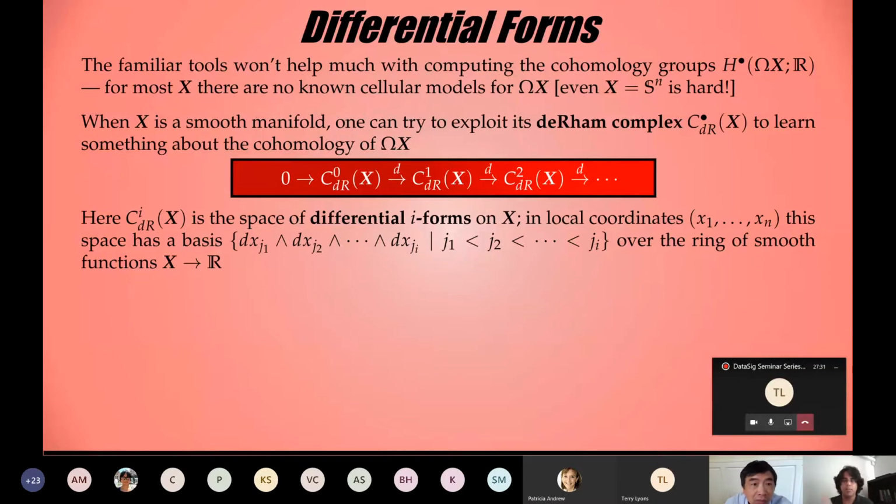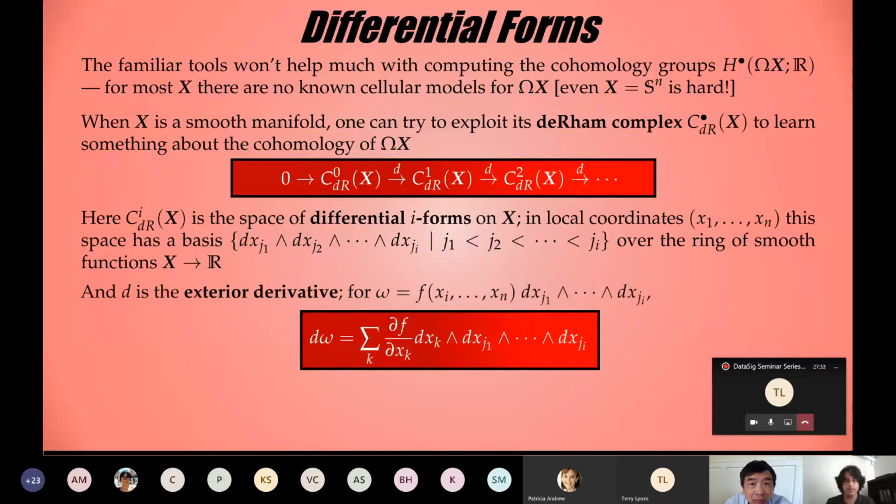And the d takes you up one step. It's called the exterior derivative. You might remember it from multivariable calculus or something. And so this is the derivative of an i-form. It gives you an (i+1)-form.